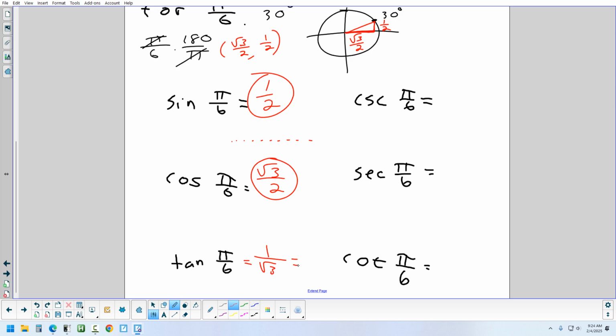And when we fix that, so we don't have a square root in the bottom, what would be our final answer for tangent? Root 3 over 3. Yep. Okay. How about my cosecant? Take the sine and flip it. It's going to be 2. How about my secant? The final answer, no square root in the bottom. 2 root 3 over 3. Yep.